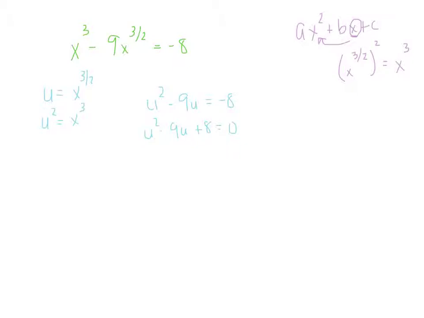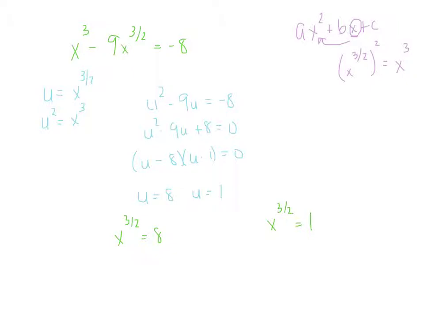So I'm going to add 8 to the other side. I'm going to factor this, minus 8, minus 1. And I'm going to get u equals 8 and u equals 1 by the time I set those equal to 0 and move that over. Okay, but what does u equal? Well, u equals x to the 3 halves. So x to the 3 halves equals 8, and x to the 3 halves equals 1.